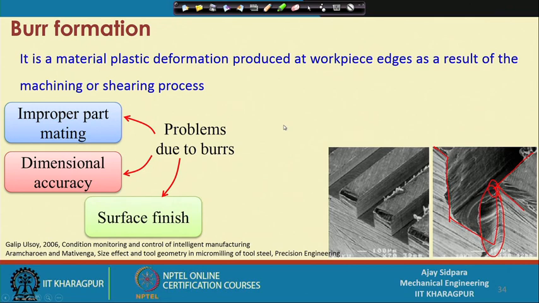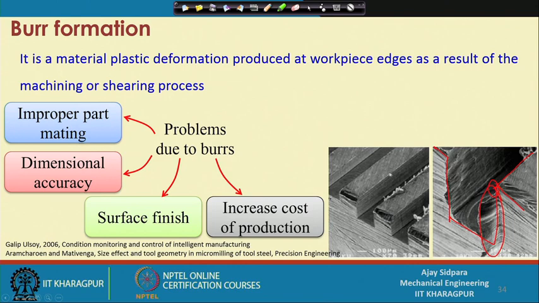Then surface finish, because right now what we are looking at is only the top surface, but burrs also create problems at surfaces where we have some functional requirement. So, surface finish decreases with the presence of burrs. They also increase the cost of production, because once these burrs are present, you have to apply a deburring operation. Deburring operations are non-productive; they do not add any value to the component, they just remove the burr. So, an increase in production cost is obvious.